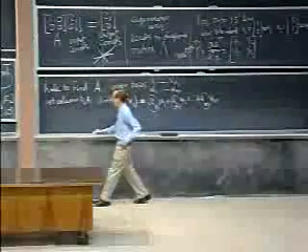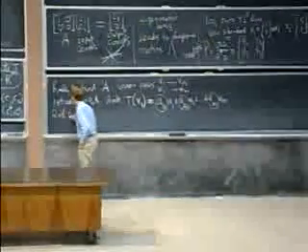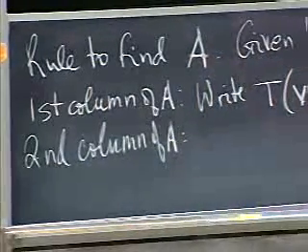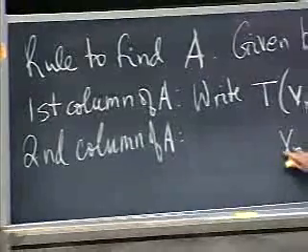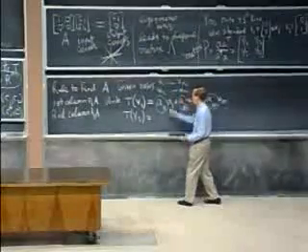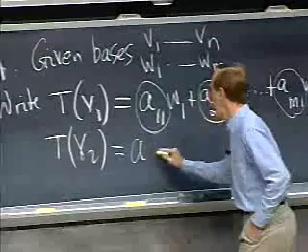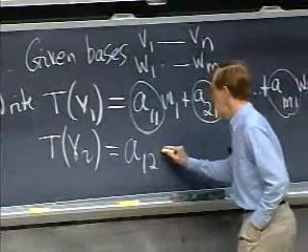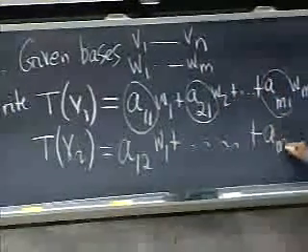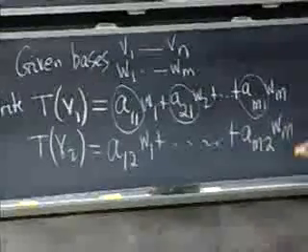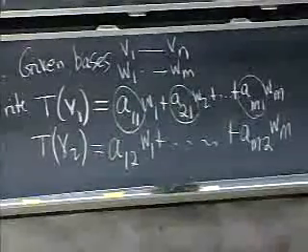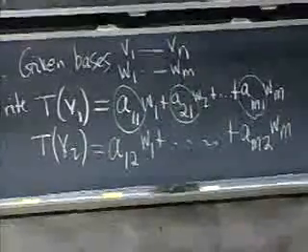Second column. Let me make the point by doing the second column of A. What's the idea now? I take the second basis vector, I apply the transformation to it. Now I got an output, so it's some combination in the output basis, and that combination is the bunch of numbers that should go in the second column of the matrix. Okay. And so forth. So I get a matrix.